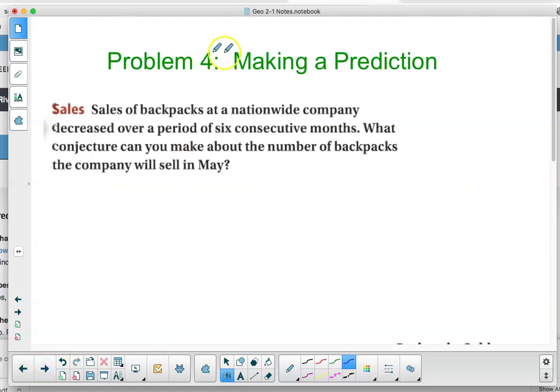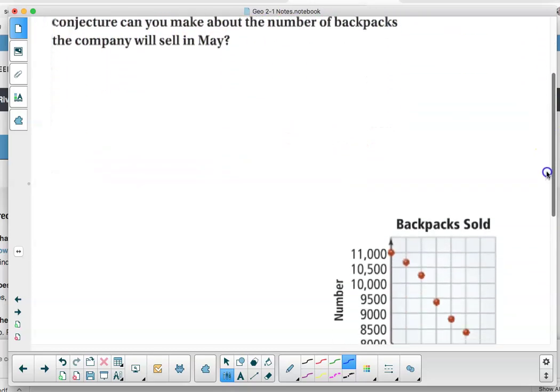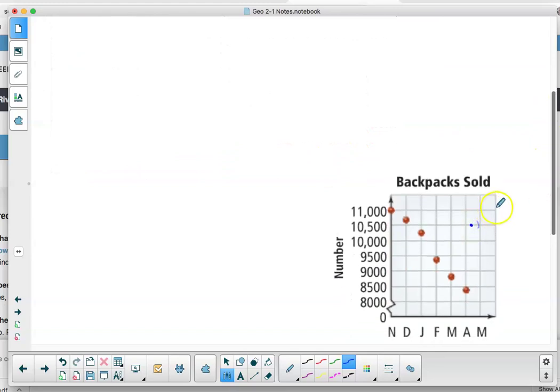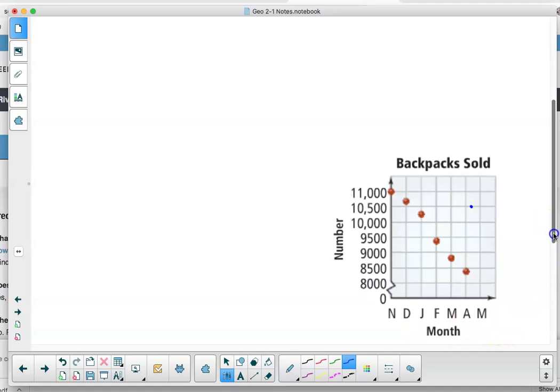Okay. Now, problem 4, making predictions. Sales of backpacks as a nationwide company decreased over a period of 6 consecutive months. What conjectures can you make about the number of backpacks the company will sell in May? Now, this is my backpack sales diagram. I've got N, D, J, F, M, A, M. Now, you got to keep in mind what this means: November, December, January, February, March, April, and May.